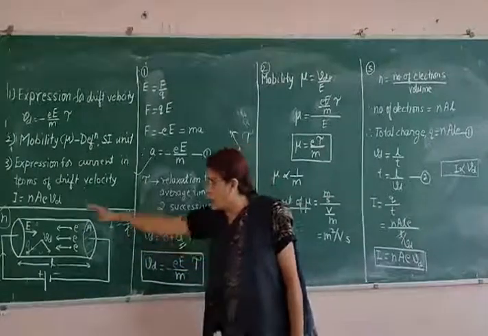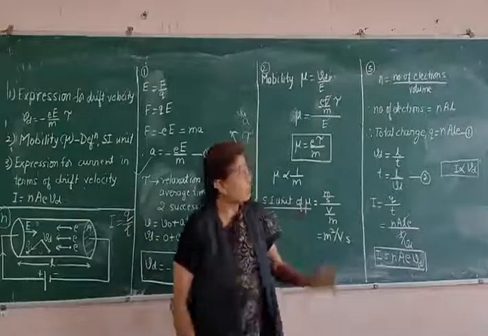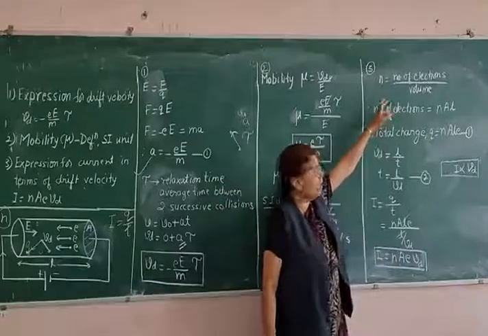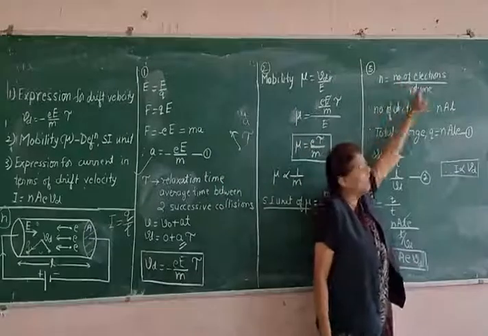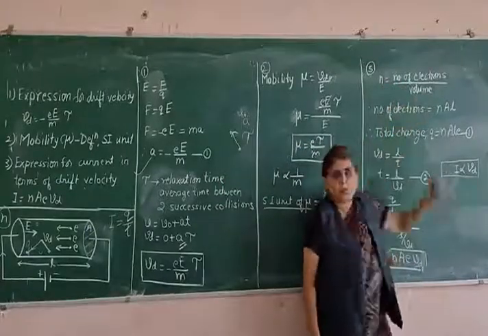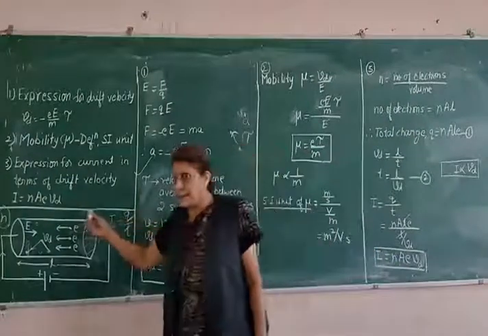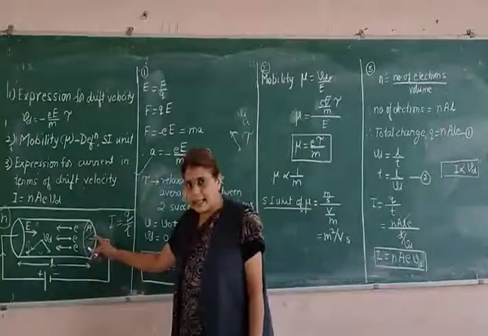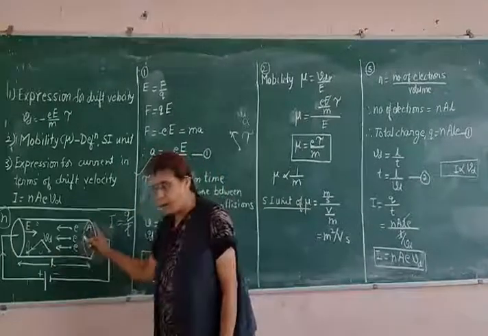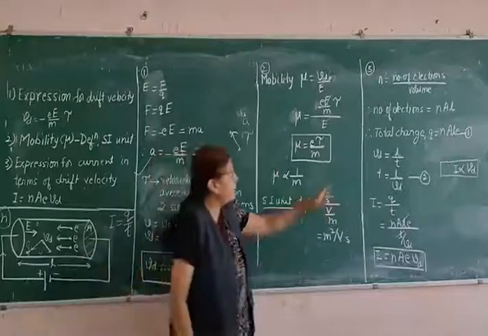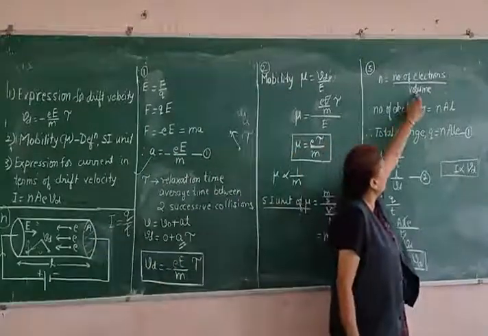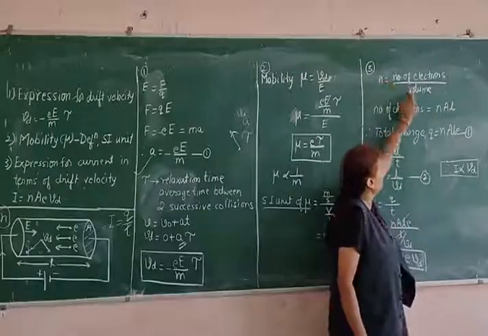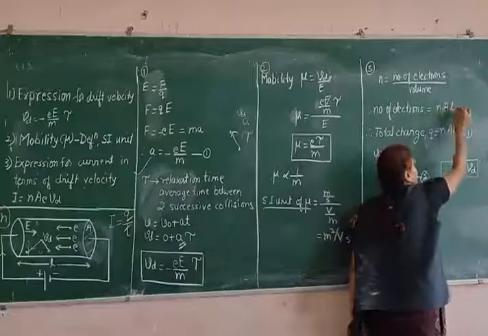Now how to find out the total charge in the conductor? First we shall find out how many electrons are present in the conductor based on this definition. If I want the number of electrons, it will be n into volume. So what is the volume of this conductor? This is a cylindrical wire, length of which is L, area of cross section is A, therefore volume will be nothing but the product of A into L. I have put the volume value as A into L.